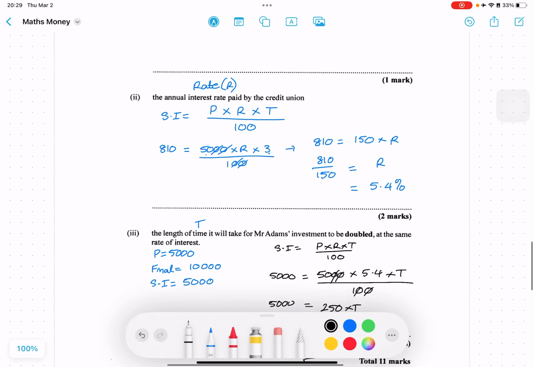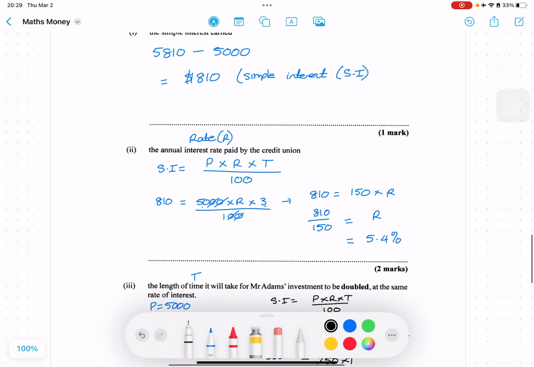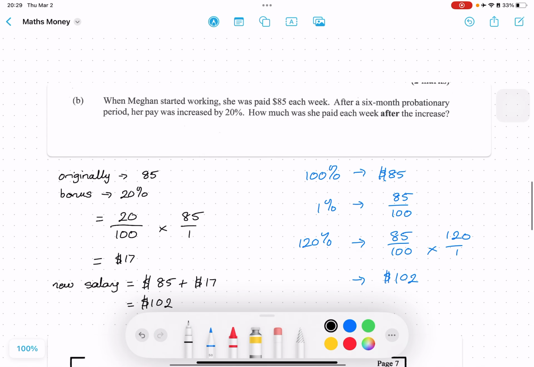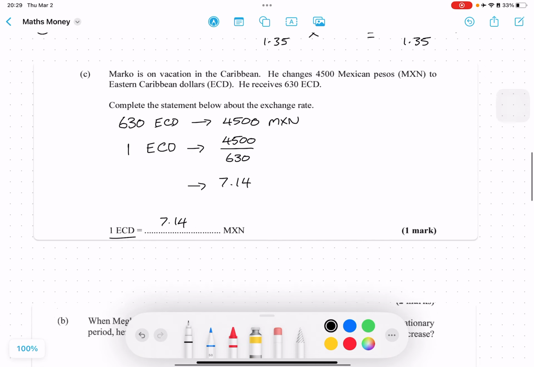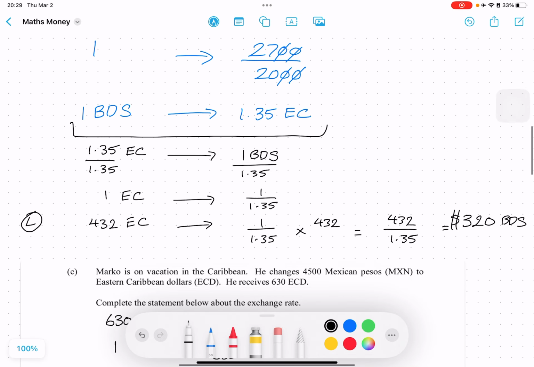All right, and that is simple interest in a nutshell. You can take screenshots of the working for the salary question as well as the conversion question.